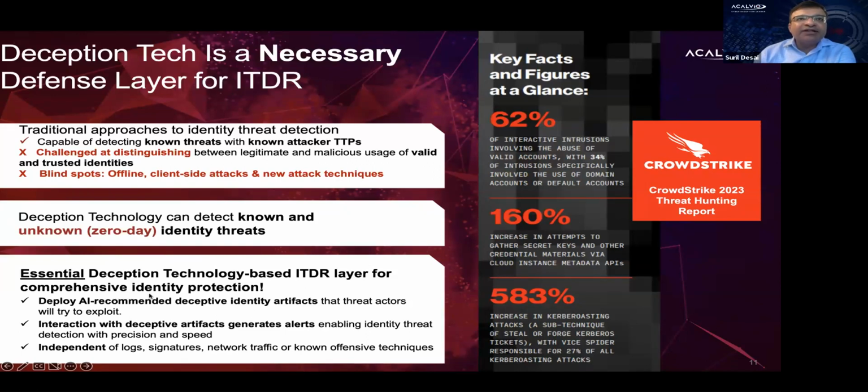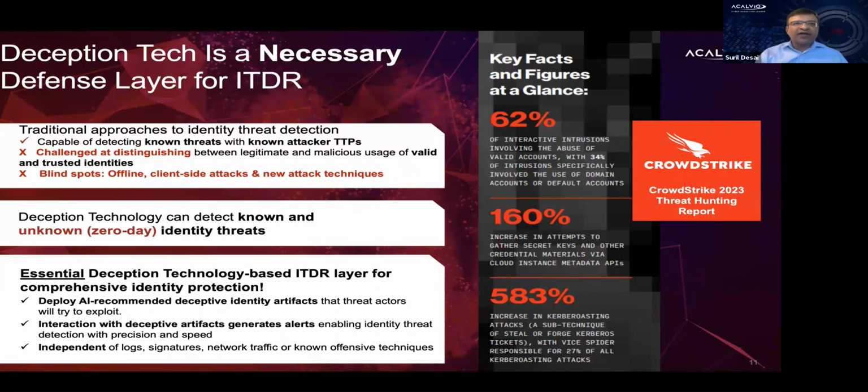So the whole idea, and the value prop, is that it can detect a wide variety of identity threats without worrying about a prior signature. It also does not depend on logs or access to network traffic. It has no dependency on any of them. The way deception technology works is the enterprise deploys AI-recommended deceptive identity artifacts in the enterprise environment. Threat actors will find them attractive, and threat actors will attempt to exploit them.